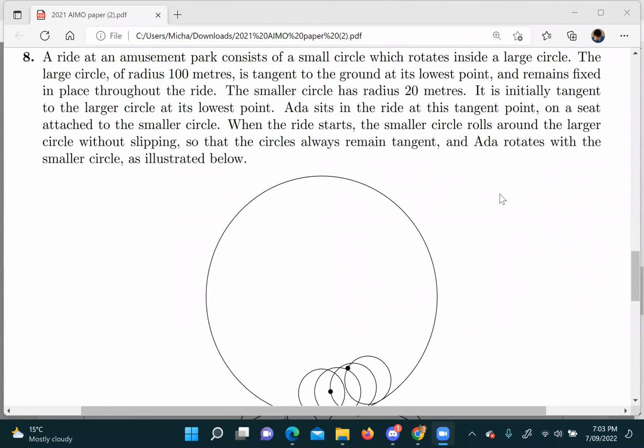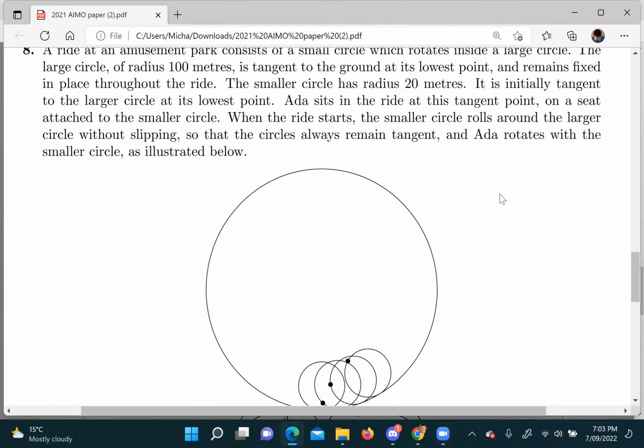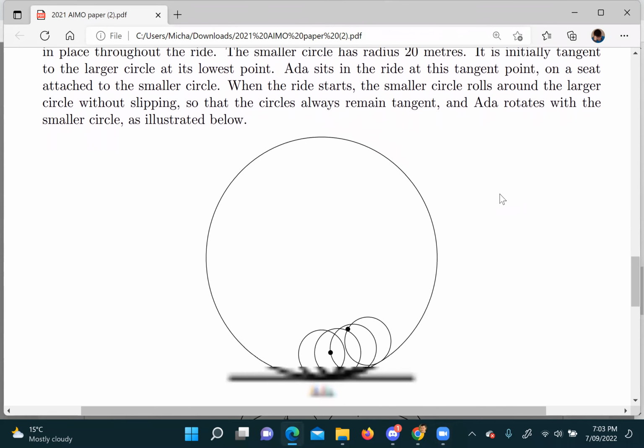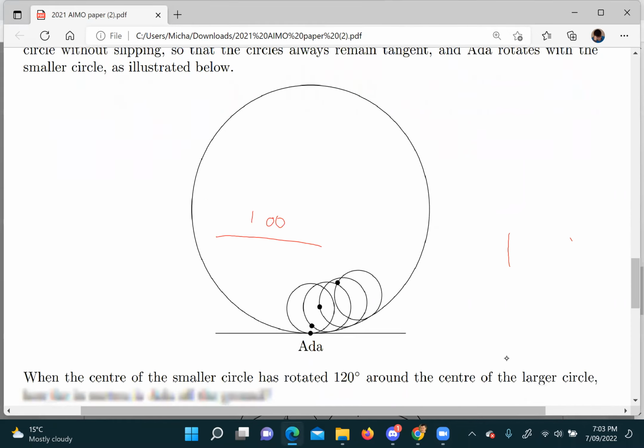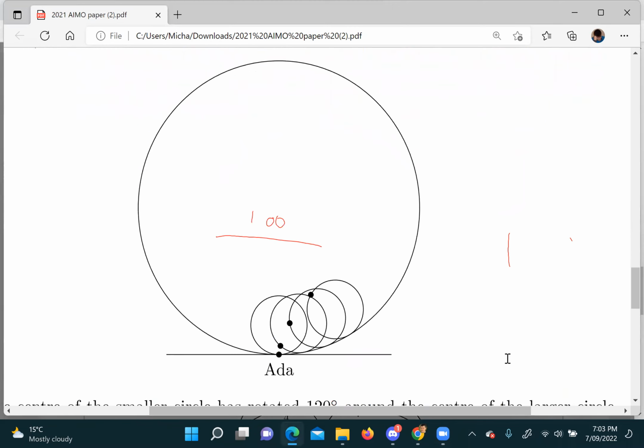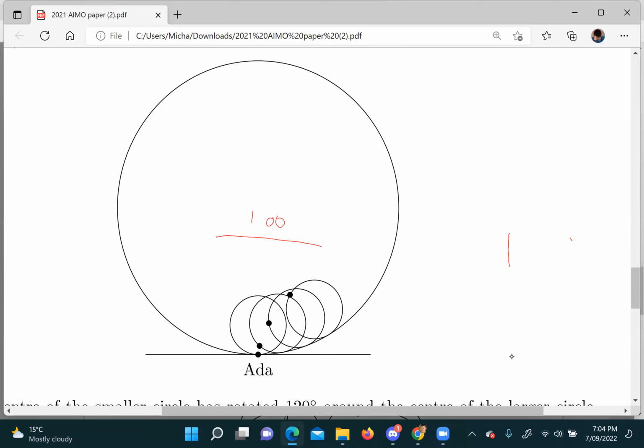Okay, so you basically have two circles, right? The smaller circle is radius 20, the bigger circle is radius 100. So this is radius 100. This is radius 20. I don't know if I should even bother drawing it in, but this is radius 20.